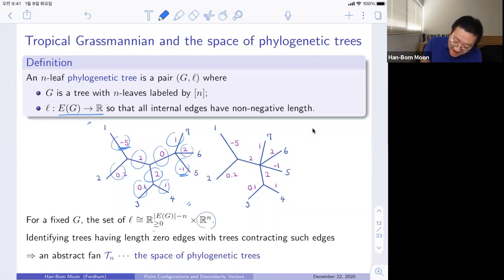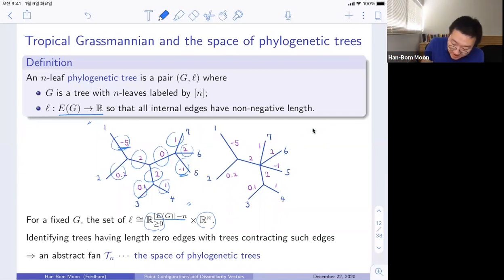And we have a product of the number of edges minus n, which is the number of internal edges, a product of non-negative real numbers, because we have those internal edges. So it parameterizes all possible edge lengths satisfying the prescribed condition. So we have a closed cone, where identifying trees with a length 0 edge, contracting the length 0 edge, makes a way to glue several different cones together.